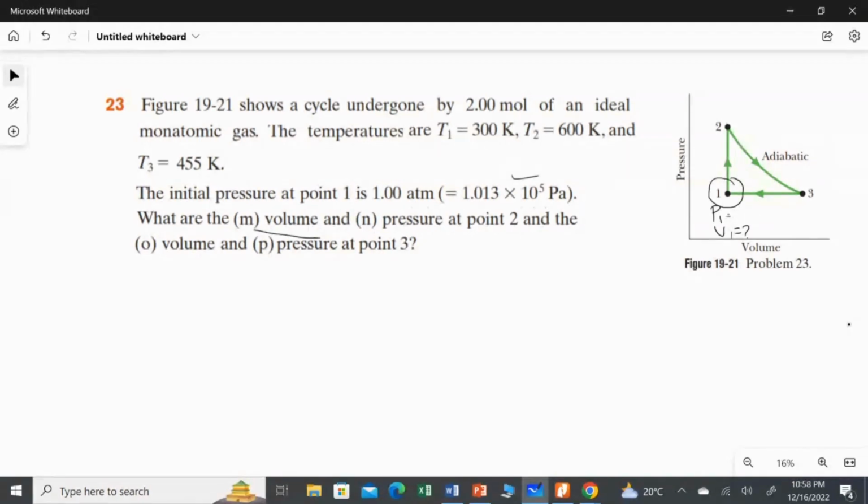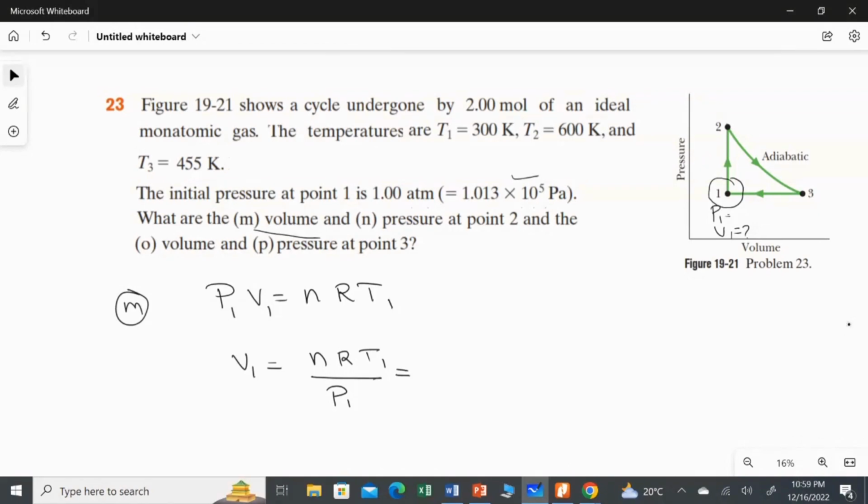For that we have to use the ideal gas equation. So now I am going to answer the M part. For the ideal gas equation we already studied PV equal to nRT, and this time I'm going to write the equation for state 1 as P1 V1 equal to nRT1. So this time I'm going to find the value of V1. Therefore V1 equals nRT1 over P1.